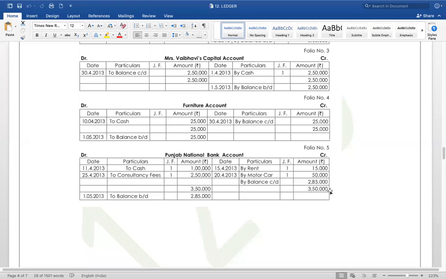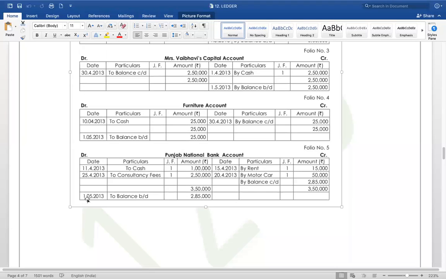3 lakhs 50,000 is taken on both the sides, and there's a difference of 2 lakhs 85,000 at the end, that is on 30th of April 2013. This amount is carried down balance. What is carried down balance? It indicates that it's a closing balance. The same is brought to the next accounting period, that is on the first day of May 2013. And from there, we continue to record the transactions.